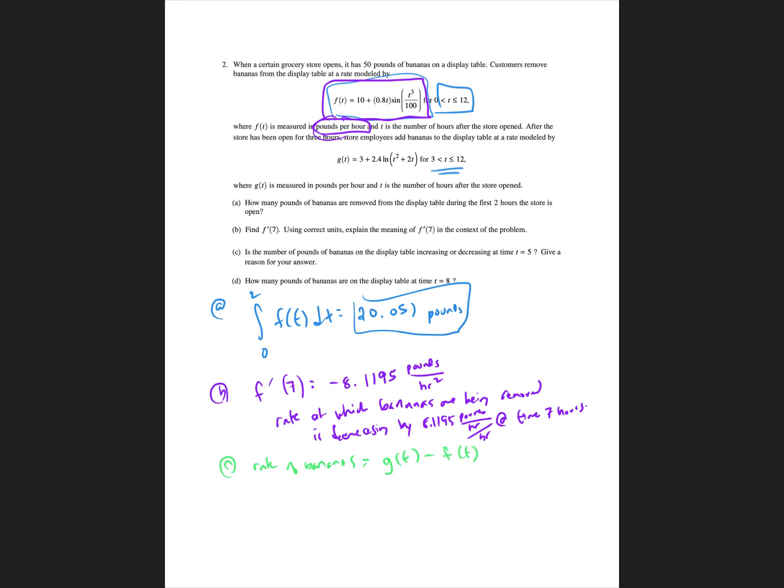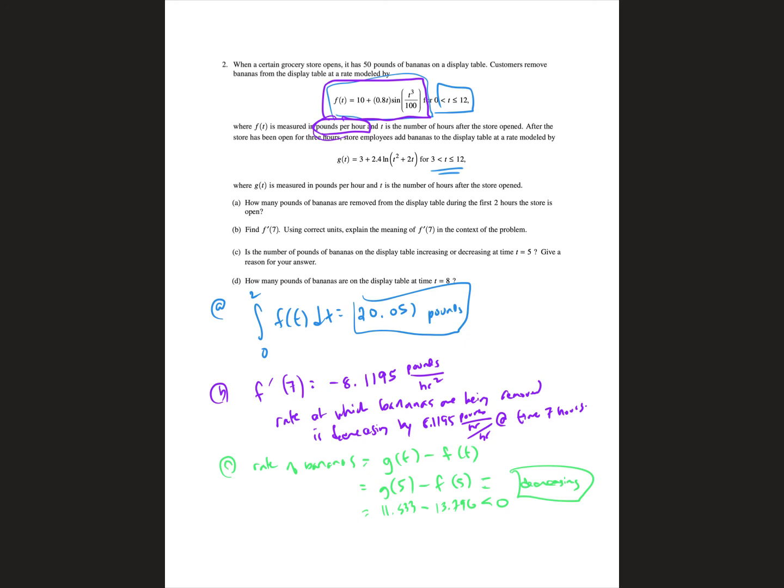And basically what I'm looking for is what G of 5 minus F of 5 is. Remember, G of 5 and F of 5 are actually rates. We don't need to find their derivatives to know how the bananas are changing. They're already rates. And I want to know if this is positive or negative, and that'll tell me whether this is increasing or decreasing. So again, I'm going to use my calculator to do this for me. So G of 5 is 11.533 or so, and F of 5 is 13.796. That's going to be a negative number, so that means the number of bananas on the table is decreasing because the total rate of bananas is negative.